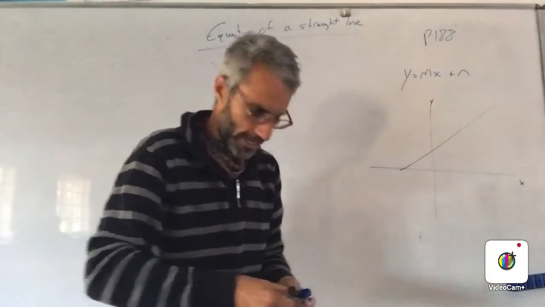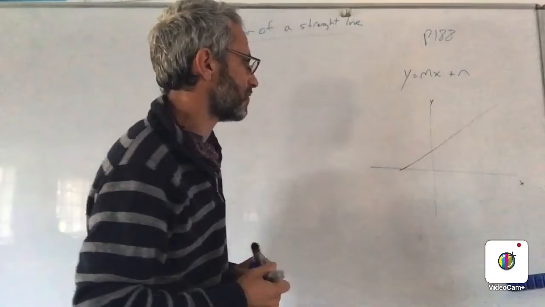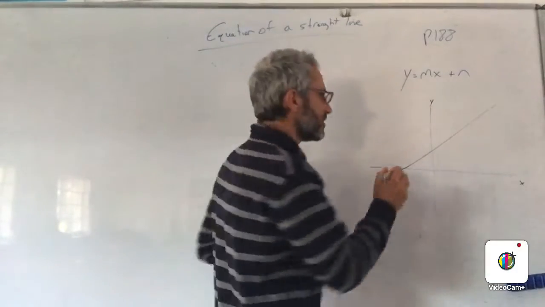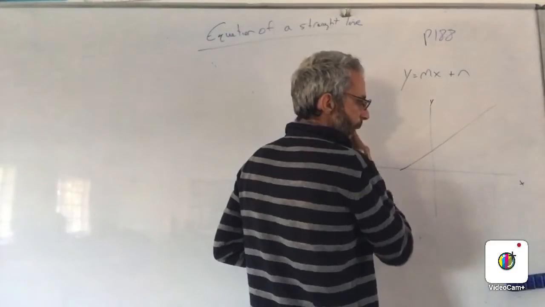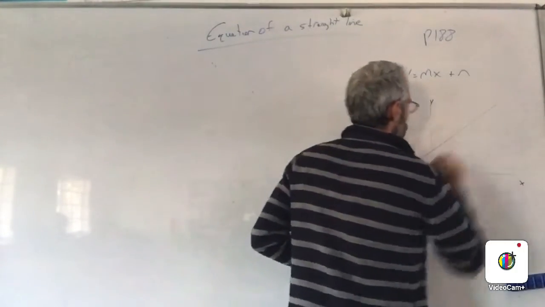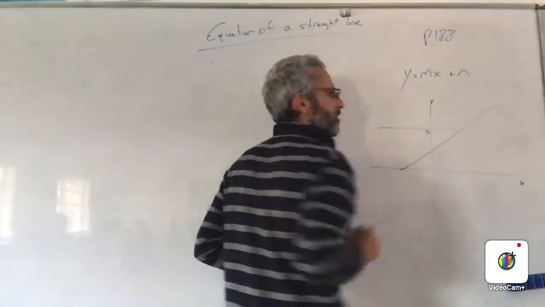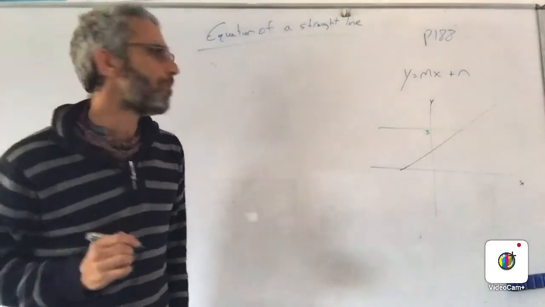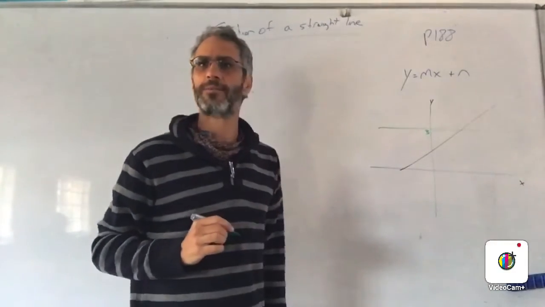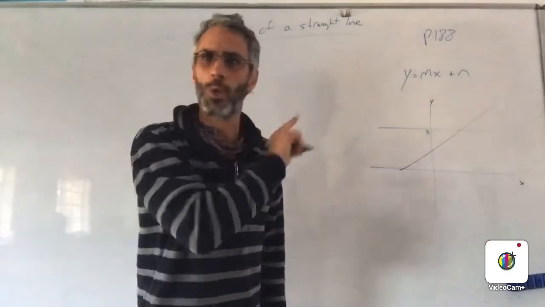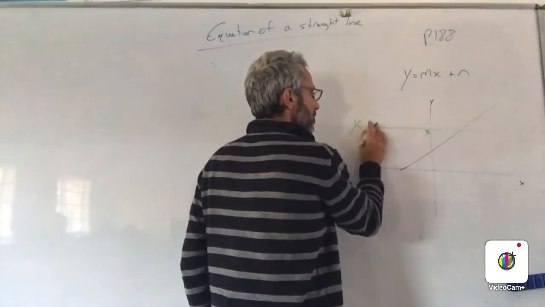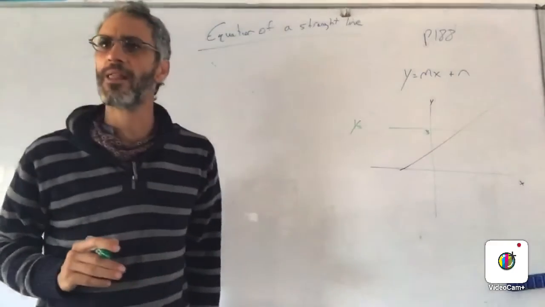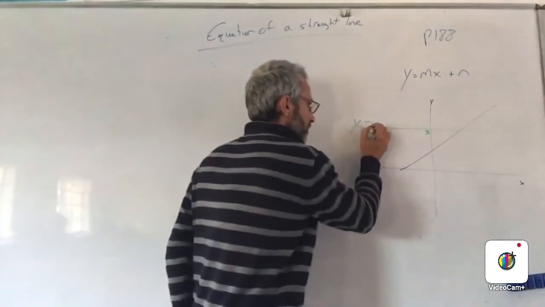Now we're looking at two specific kinds of line, which are a little bit different. If I have, let's say, a horizontal line that goes through 3, what will be the equation of that line? y equals mx plus n? No. Plus 3? y equals mx plus 3? It's actually simpler than that. y equals 3.